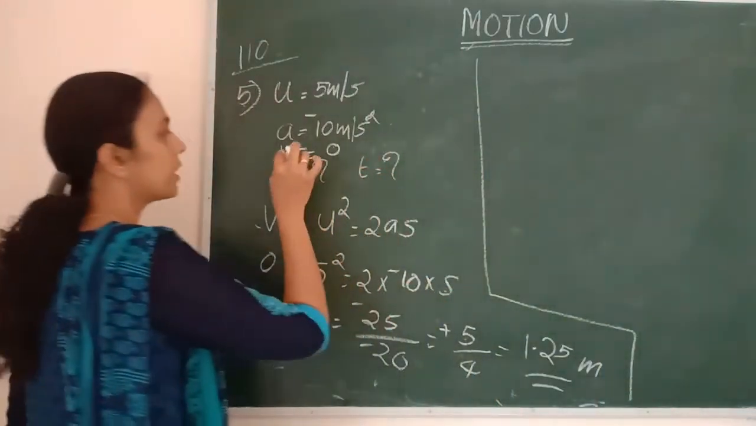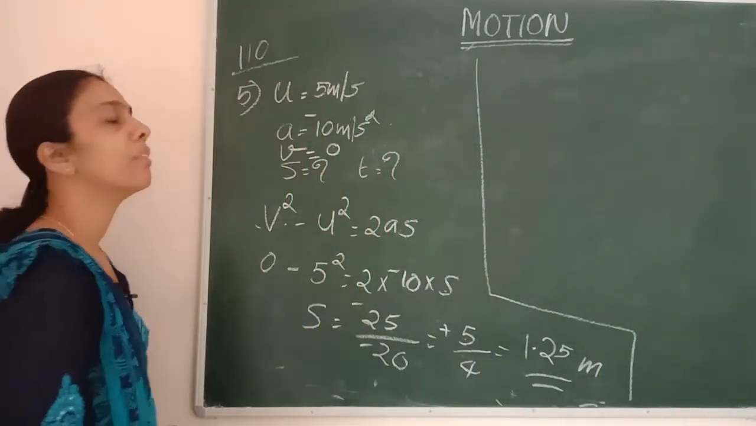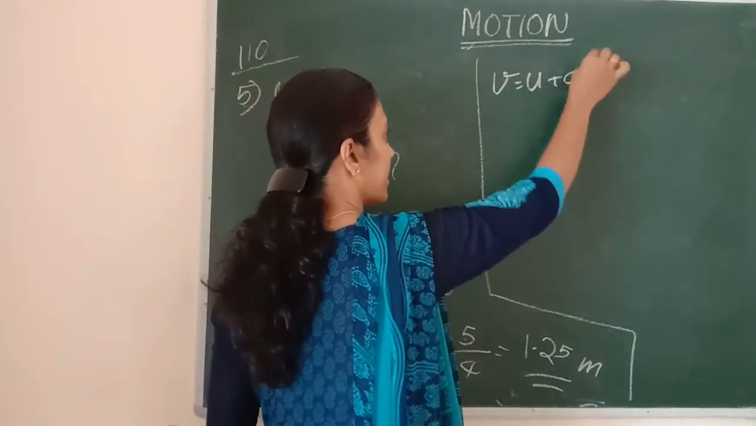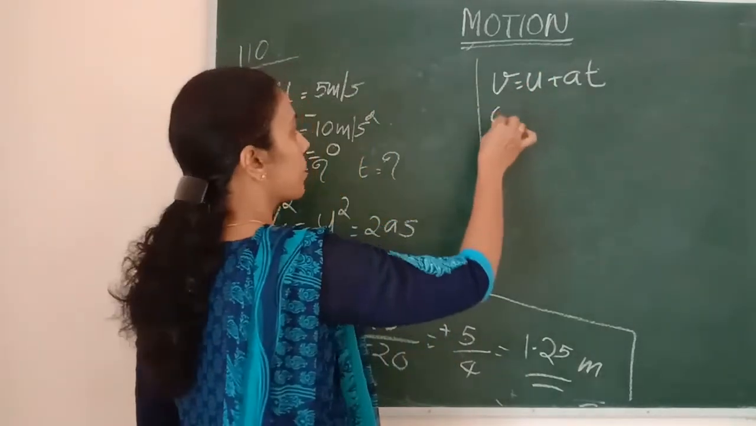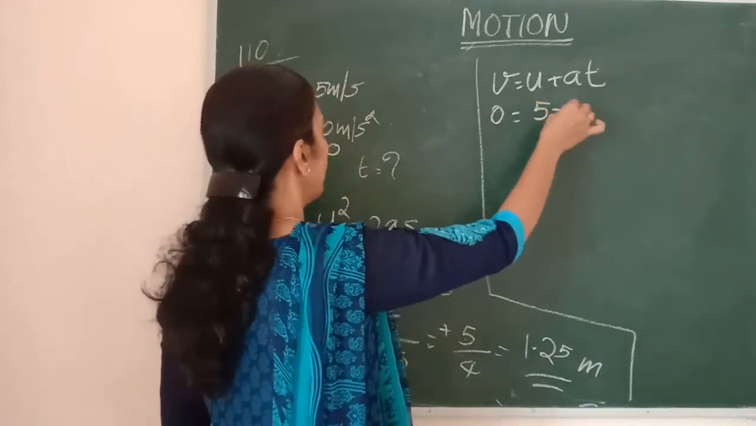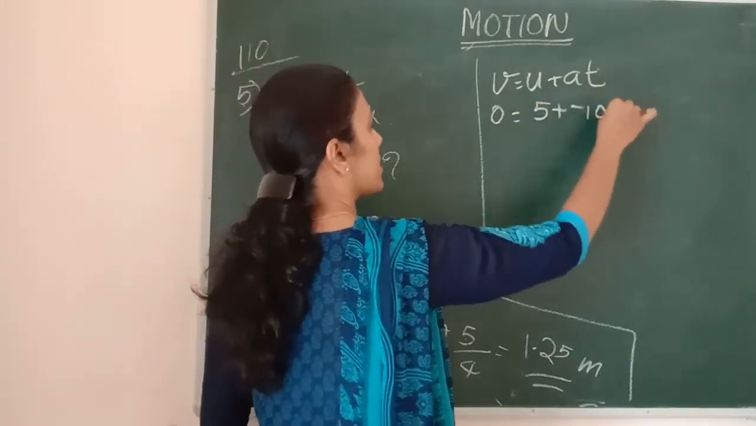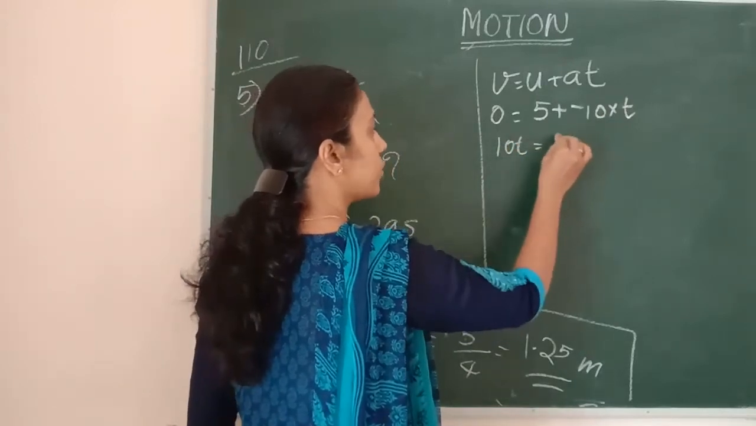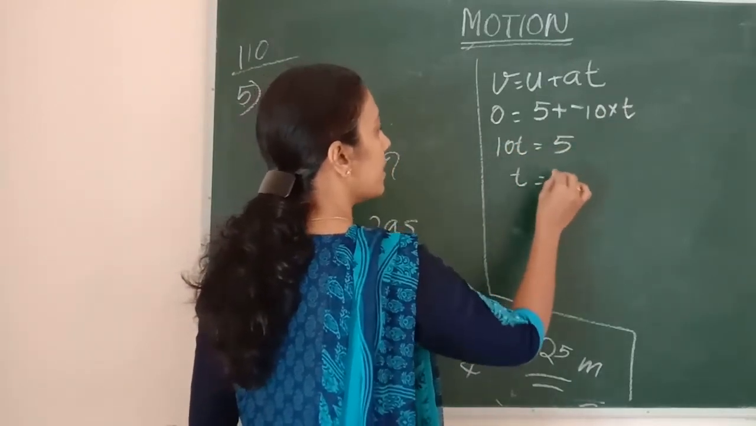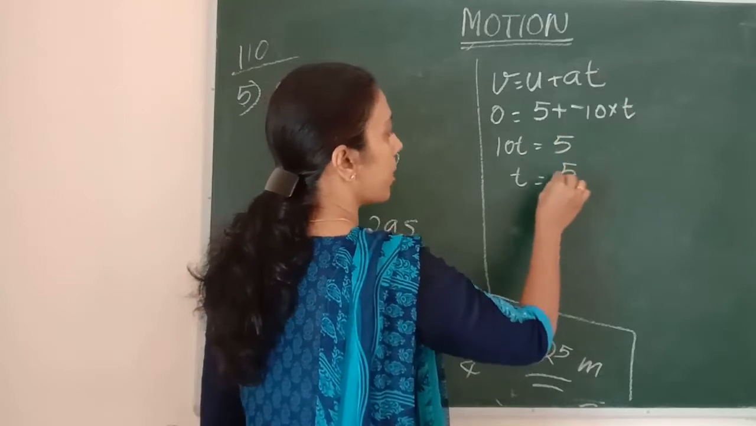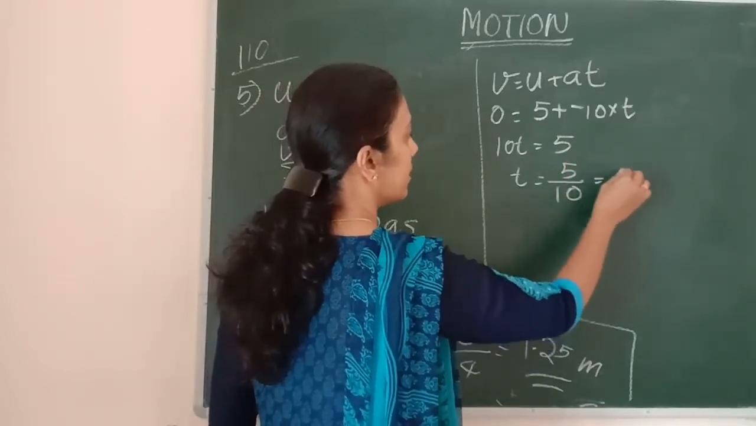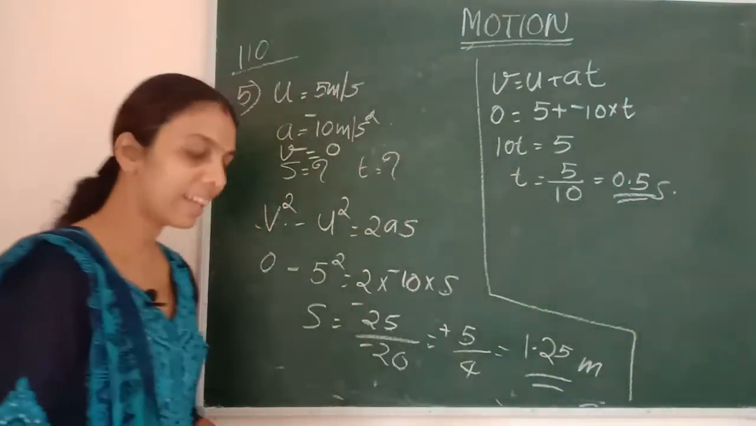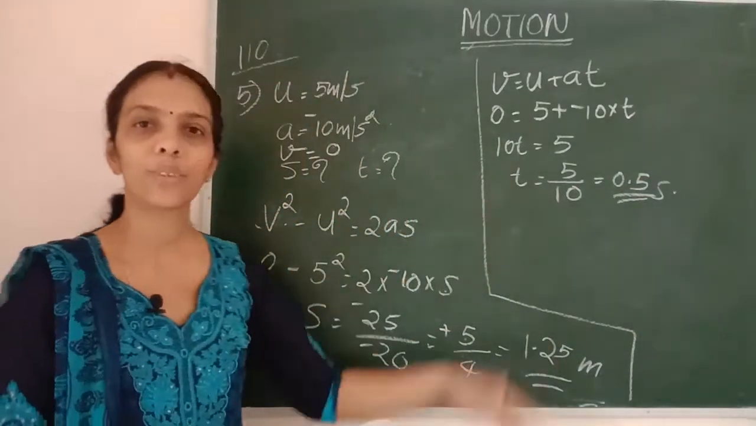Next, we should find out the time. Which formula can we use to find the time? V equals U plus AT. Only 3 formulas are there, so it's easy for you to remember. Substitute the respective values, so you can write it as 10t equals 5. So what is t here? 5 by 10, that is 0.5 seconds. Okay, clear?